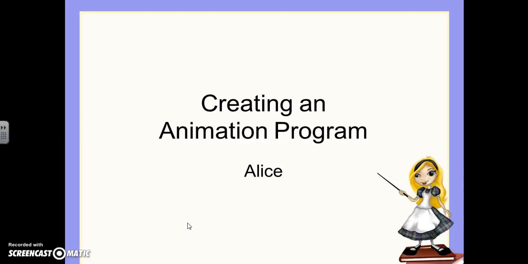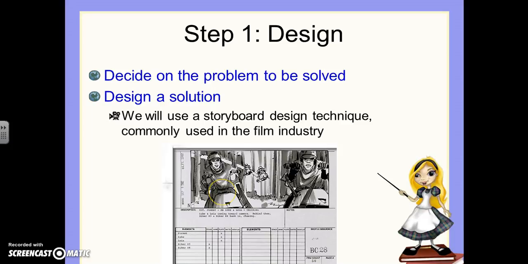Okay, welcome to the Chapter 2 presentation lecture, Creating an Animation Program. When it comes to creating an animation program, there's a couple different steps that we have to go through. The first thing that you're going to want to do is to create some type of a storyboard. And there are a couple of different ways to create a storyboard. Deciding on the problem to be solved, and then designing a solution.